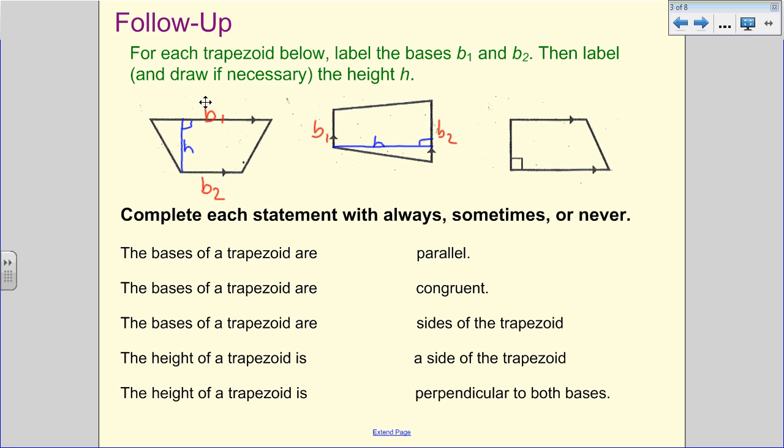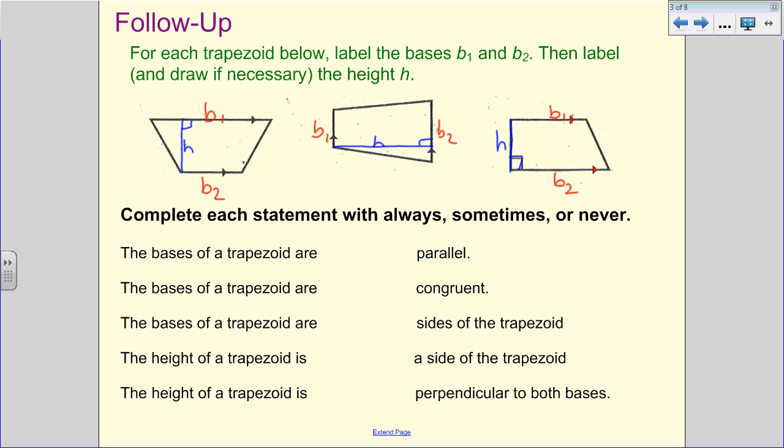So we're looking for our bases by looking for our parallel segments, base 1 and base 2. And the height is where we find our 90-degree angle. Right here is our 90-degree angle, and the segment that makes that angle is our height. So in our third example, the height is actually one of the four sides of the trapezoid.